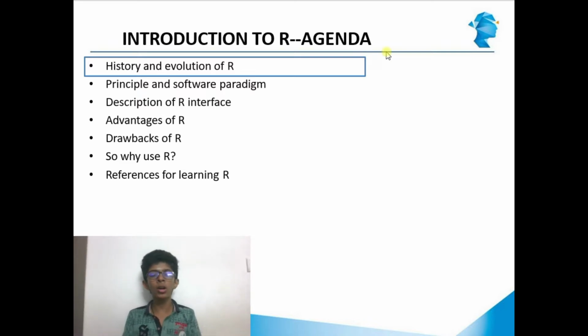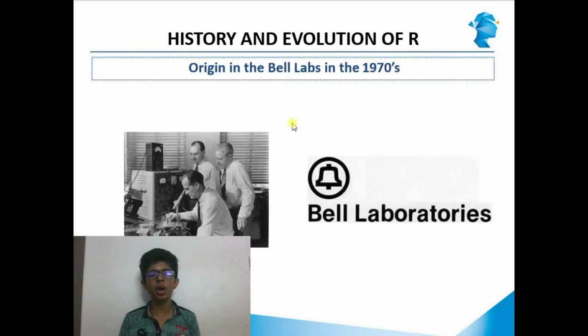And first, we are going to talk about the history and evolution of R. The topics covered here are history and evolution of R, principle and software paradigm, description of R interface, advantages of R, and drawbacks of R. It's so good. And also why use R, and references for learning R. Okay, now let's begin the topic. History and evolution of R.